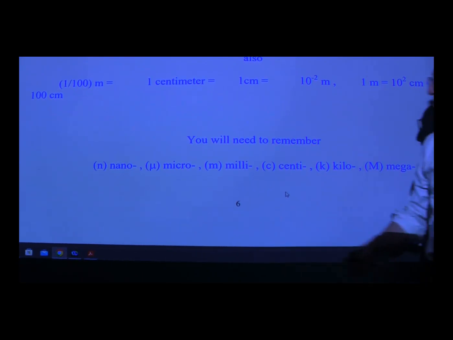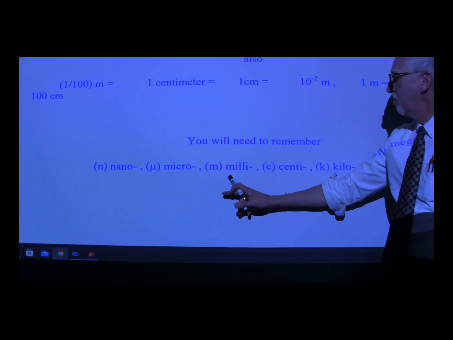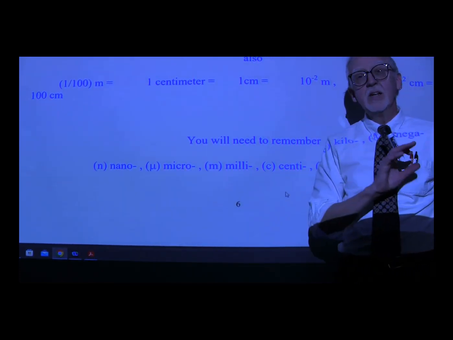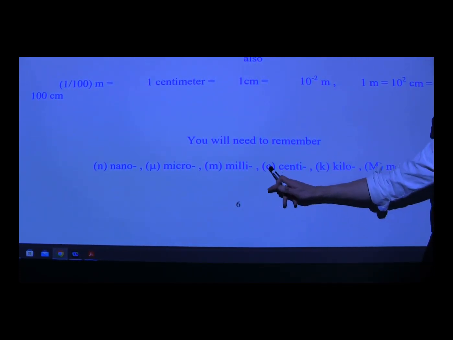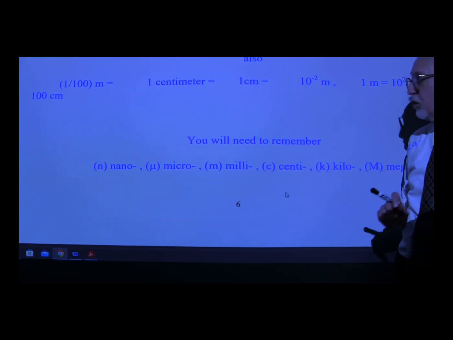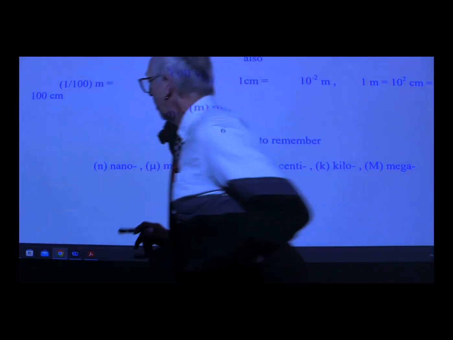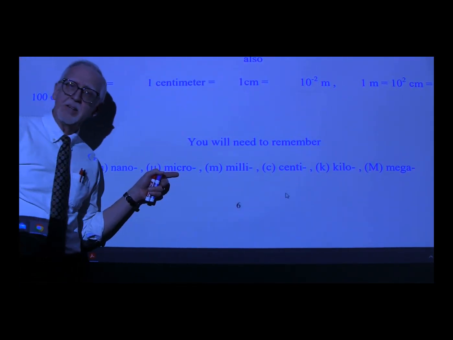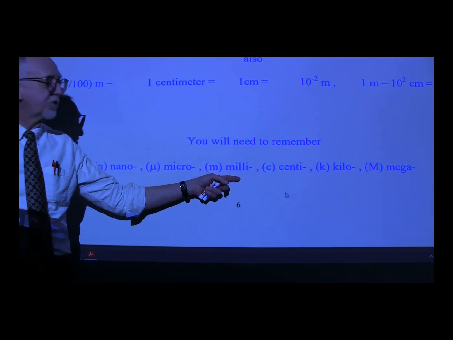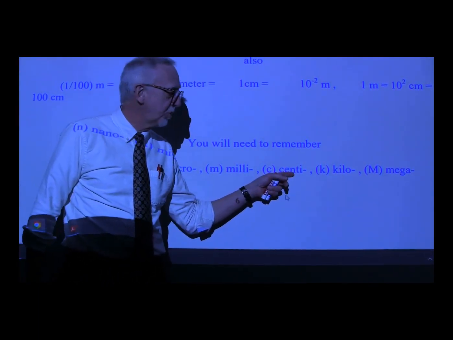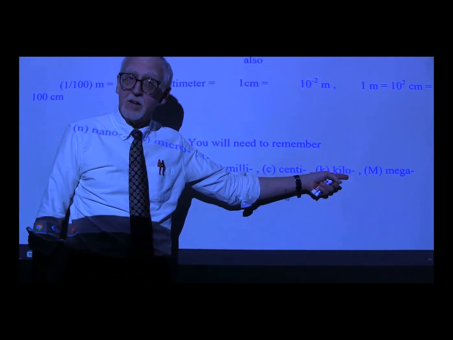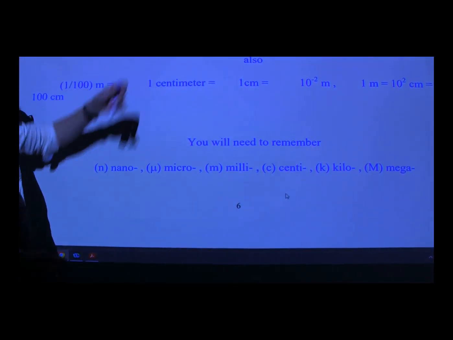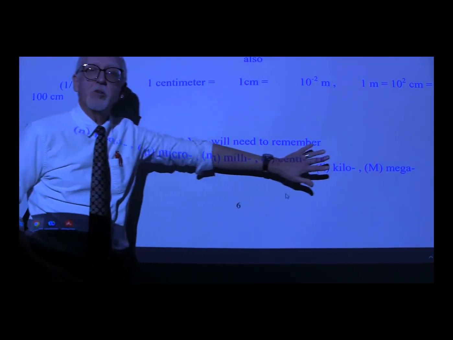So, what do we need to remember? We need to remember nano, micro, milli, centi, kilo, mega. These are the ones that I really want you to remember. The centi is the kind of unusual one here. Let's remember nano, 10 to the minus 9th, micro, 10 to the minus 6th, milli, 10 to the minus 3, centi, 10 to the minus 2, kilo, 10 to the positive 3, mega, 10 to the positive 6. So while these are all important, these are the ones that I really expect you to remember.